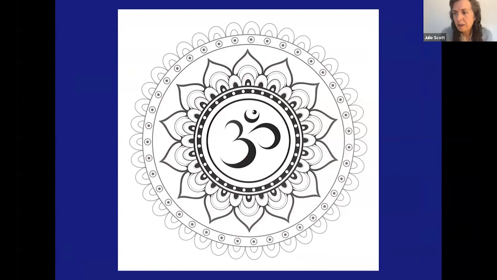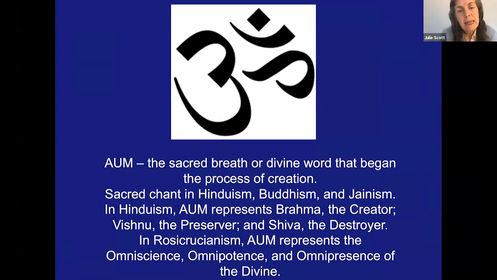In the center of this mandala is the word Aum, written in Sanskrit. In English, we would write Aum, A-U-M, but in the very center of this mandala it is written in Sanskrit. Aum is the sacred breath or divine word that began the process of creation. It is a sacred chant in Hinduism, Buddhism, and Jainism. In Hinduism, Aum represents Brahma, the creator, Vishnu, the preserver, and Shiva, the destroyer.